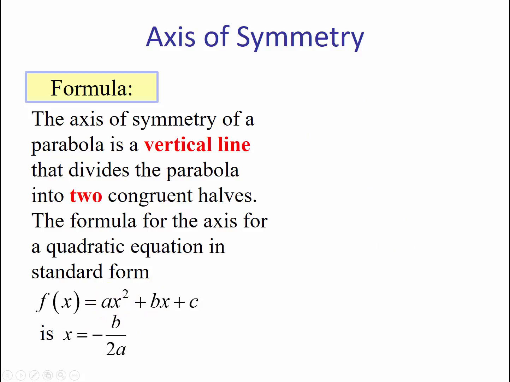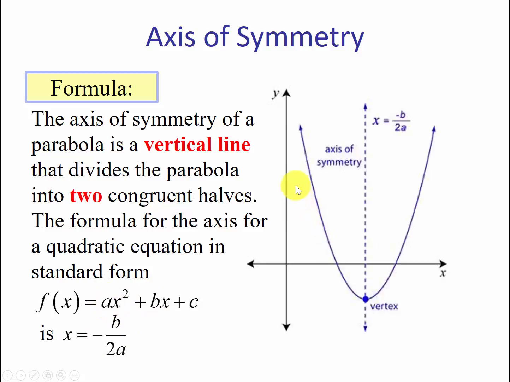As we can see, the parabola is symmetric about this axis of symmetry, and somewhere on this axis of symmetry is the vertex. It will either be a minimum value of the function or a maximum value of the function. So let's go over the process.